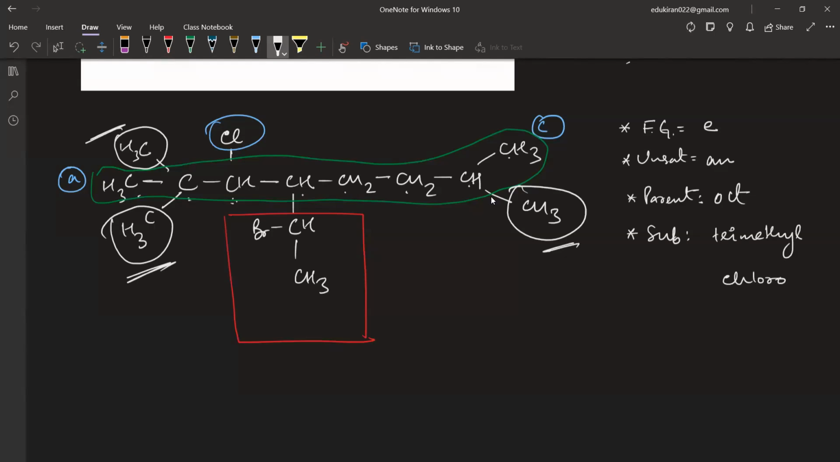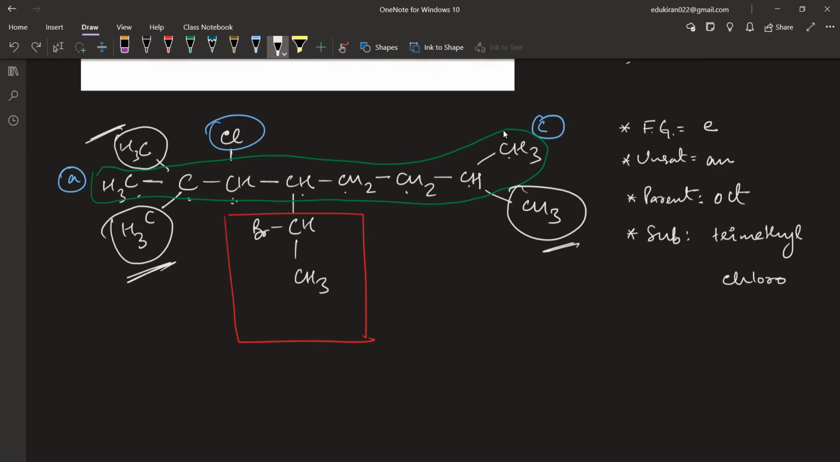Correct? Yes or no? Yes, sir. Okay. Now, if I just had 2 carbons, then it would have been ethyl. Is that right? If I did not have this bromine, then it would have been what? Ethyl. Now, if I have Br, then it will be bromoethyl, right? It is bromoethyl.